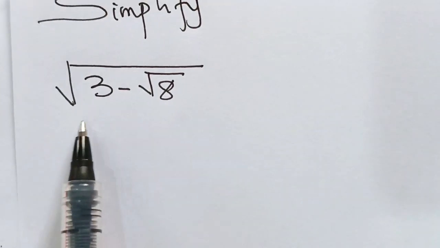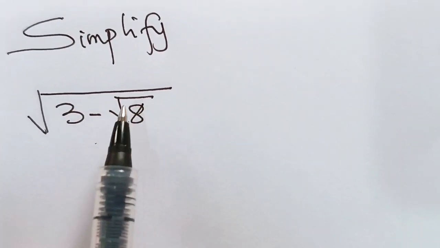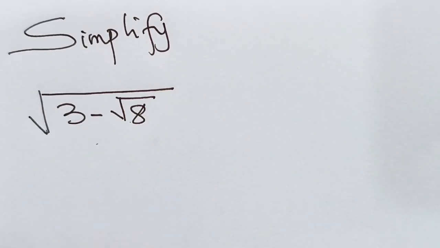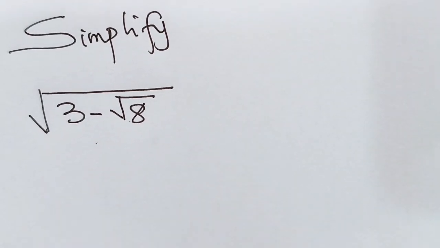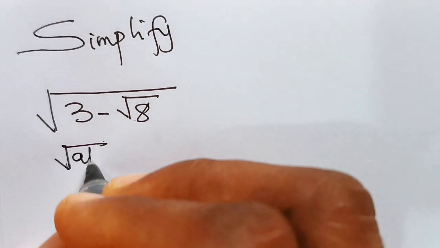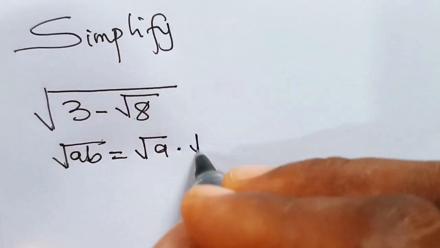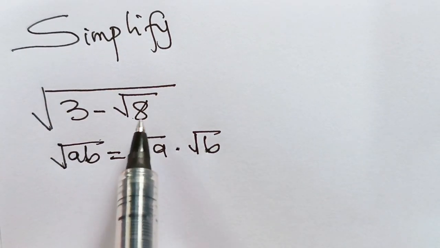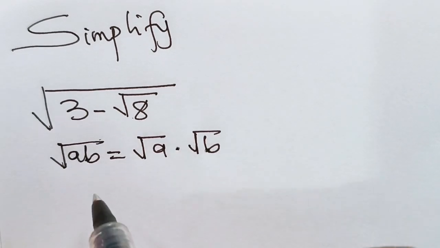So we are asked to simplify this. The first thing we need to do is to simplify this root 8, since it's not simplified, but root 3 is already simplified, so there is nothing we can do about it. So just root 8. Now, first thing you need to know is that square root of A multiplied by B is equal to square root of A multiplied by square root of B. So that means that we can express this as a product of its factors, right? So how do we do that?